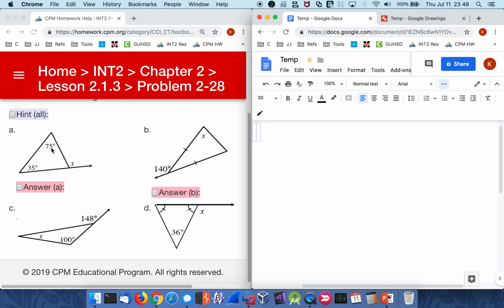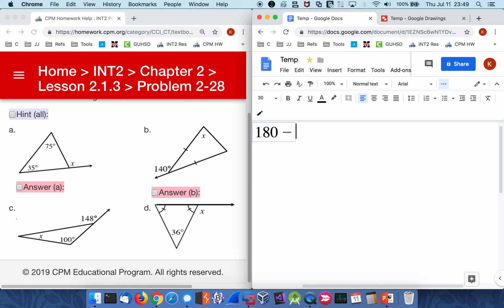So what have we got here? We've got 35, 75, and a missing angle. And then we've got an x, which is a supplementary angle on the other side. Well, okay. So we know that these have to add to 180, and we know that these two have to add to 180. That actually means that x is going to be equal to these two. But let's go ahead and do it the long way first. So we'll do these two and then subtract 180 from it.